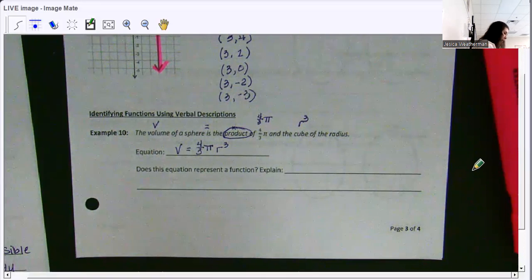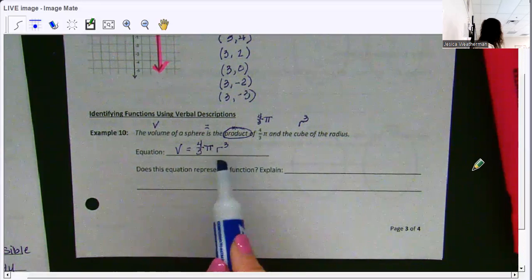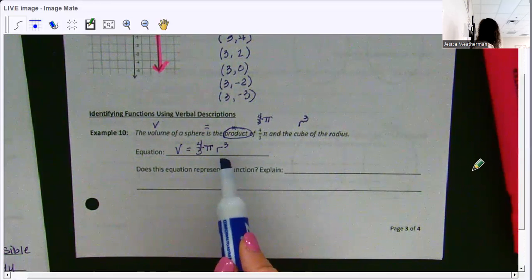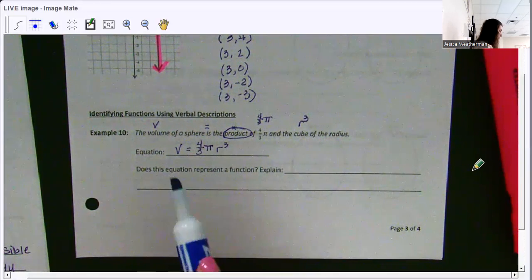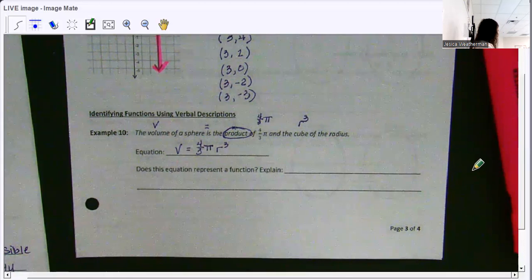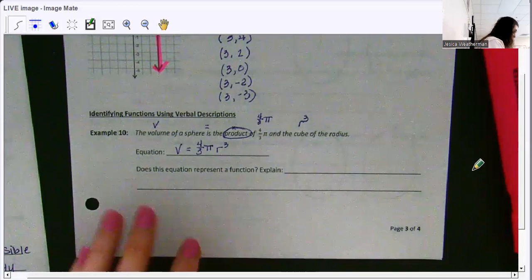So when I put a value where R is, will I ever get a different volume amount? Or will I ever duplicate my volume amount? No, you won't. So is this a function? Yes, it is a function.